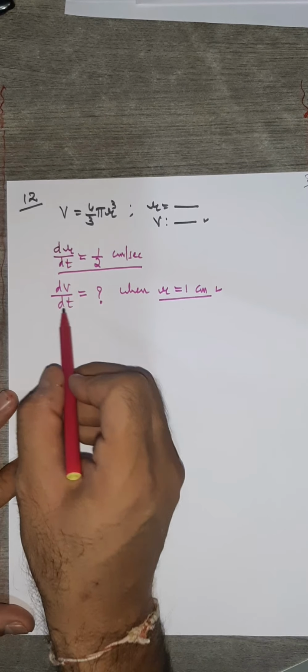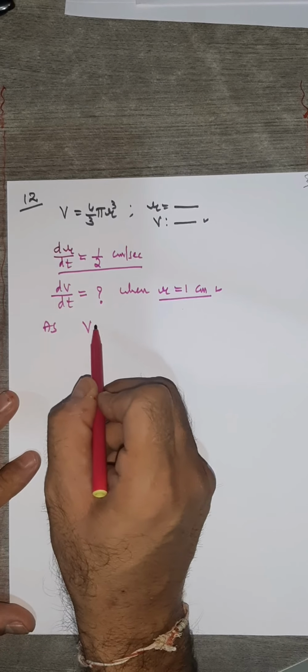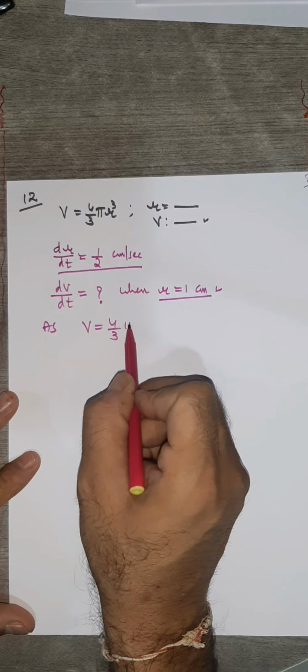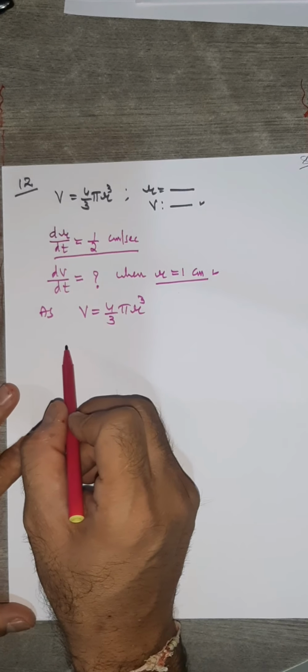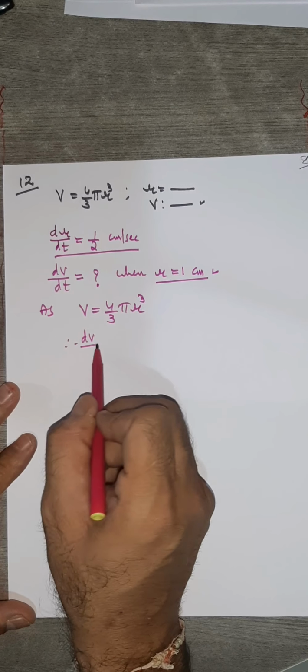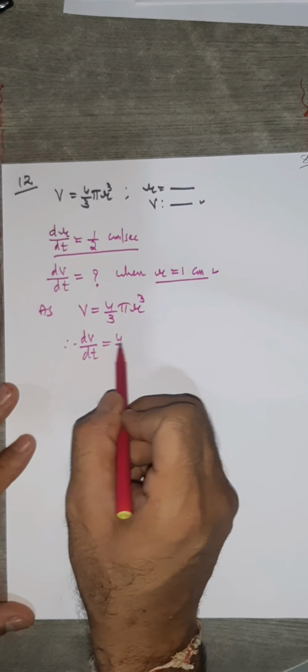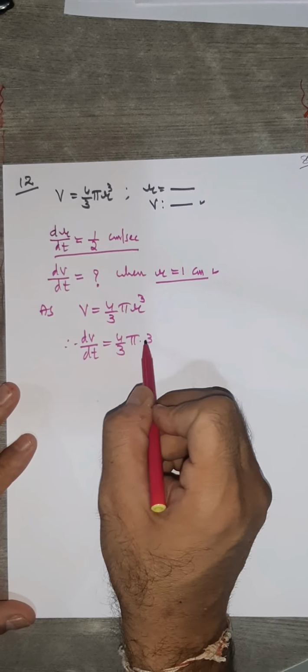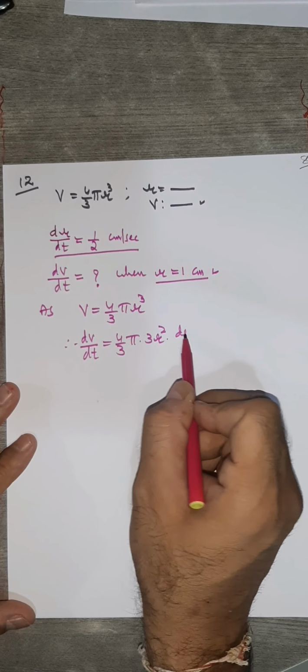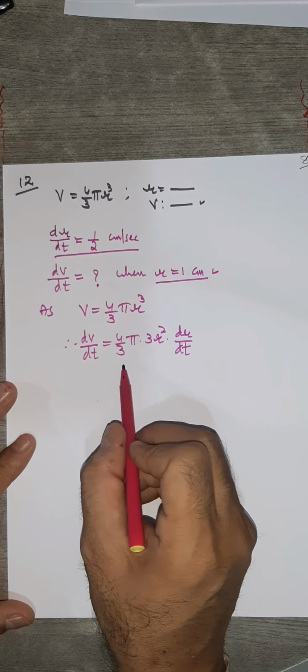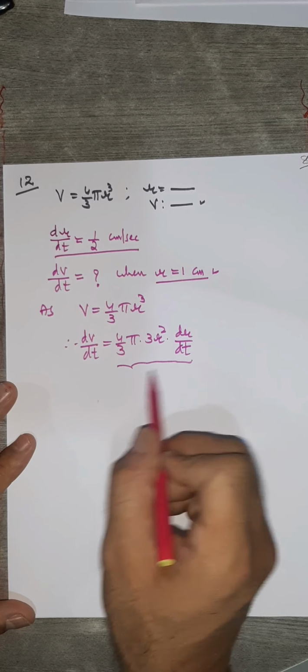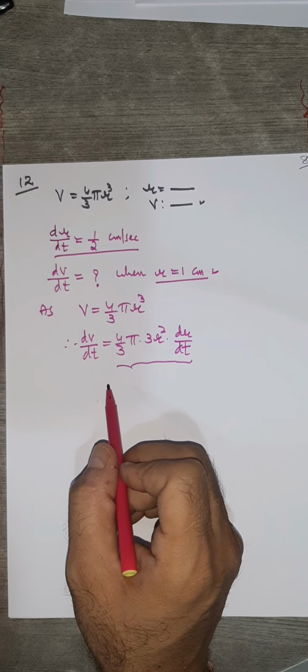So this is very simple. You have this relation V equals 4 by 3 pi r cube. Differentiate it with respect to t. dv by dt equals 4 by 3 pi into 3r squared, chain rule, dr by dt. Now you know everything on the right hand side. Just place the value and simplify.